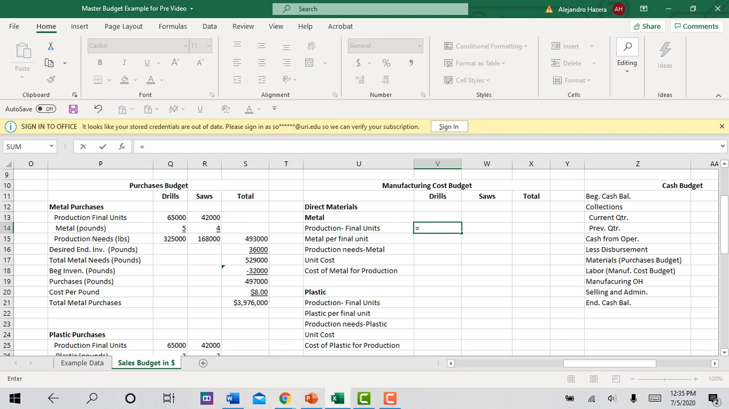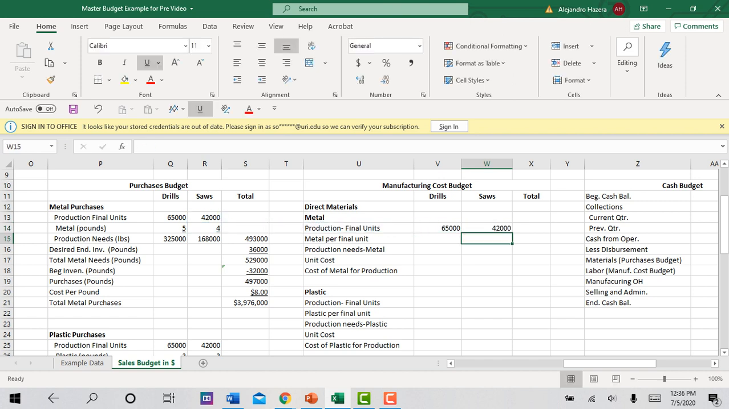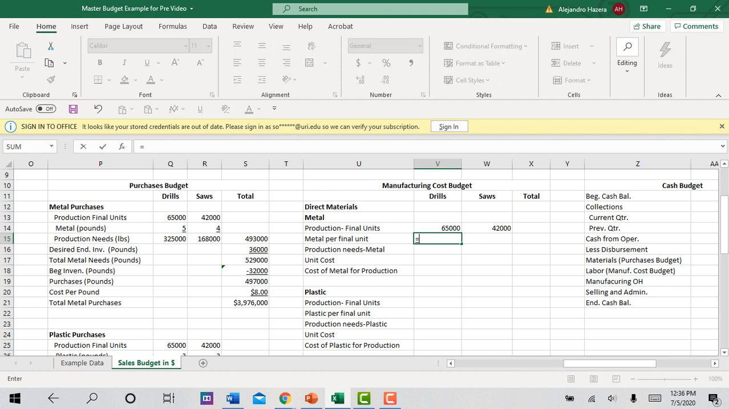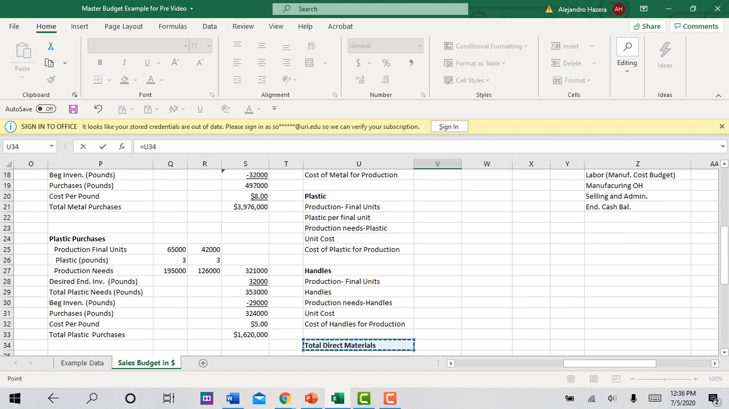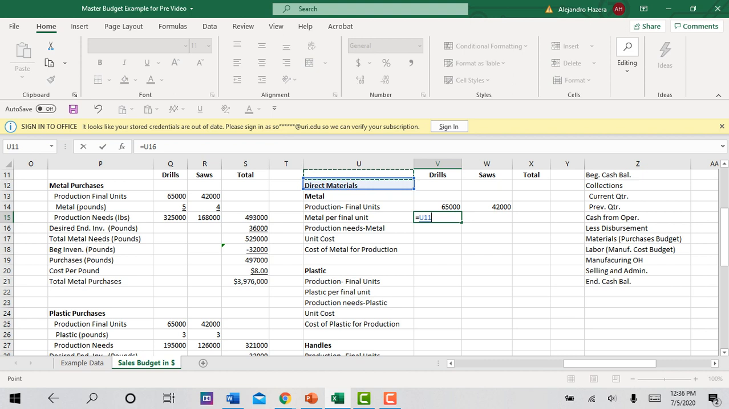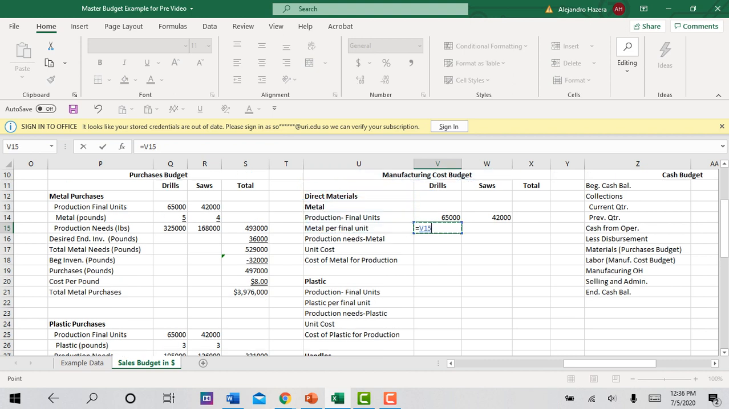And we're going to start this particular budget by once again computing the final units of production. So we have 65,000 drills, and we're going to have 42,000 saws. This is going to be, we're computing the direct materials. That's our first type of cost, and we're going to compute the metal, the plastic, and the handles that go into production in this case.